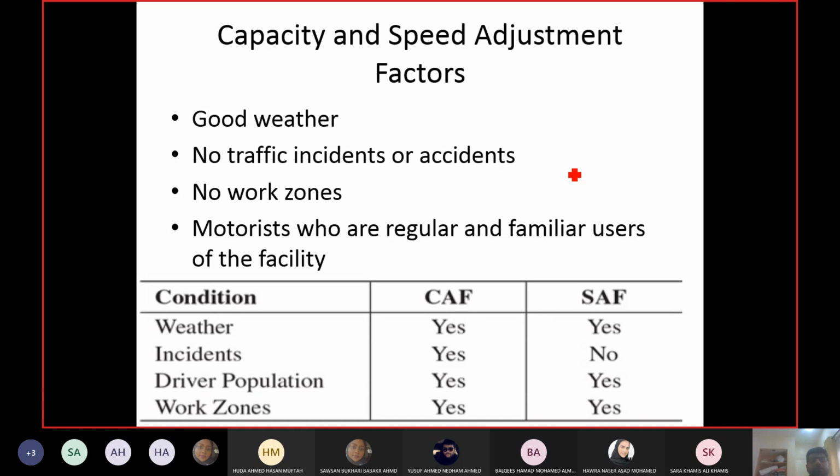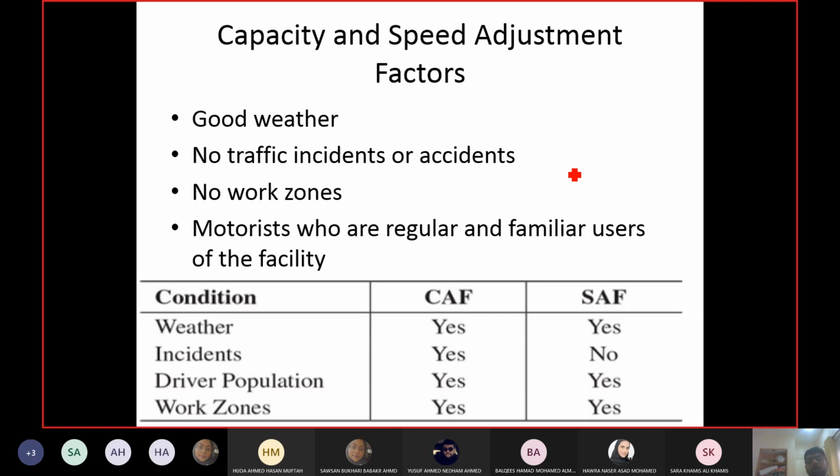The 4 conditions for adjustment of capacity are: if you don't have good weather, if you have accidents or incidents on the road, if you have a work zone on the road, or if the motorists or drivers are not familiar or are irregular users. So you will apply the adjustment factor of weather if the weather is not good, and the adjustment factor of incidents or accidents if there are incidents and accidents on the road.